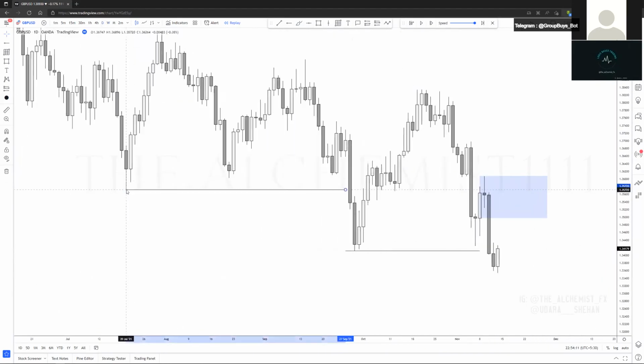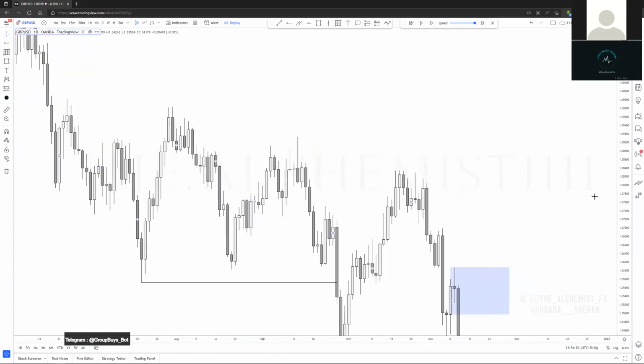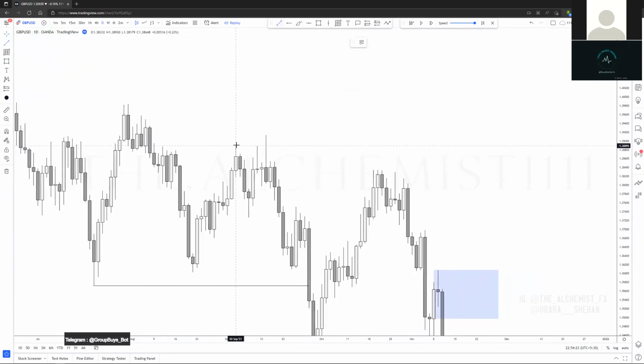Now on the daily is where the fun begins. On the daily is where we start marking out the trading ranges. That is where I start marking out the trading ranges. So let's see. First of all, we had this stop hunt.